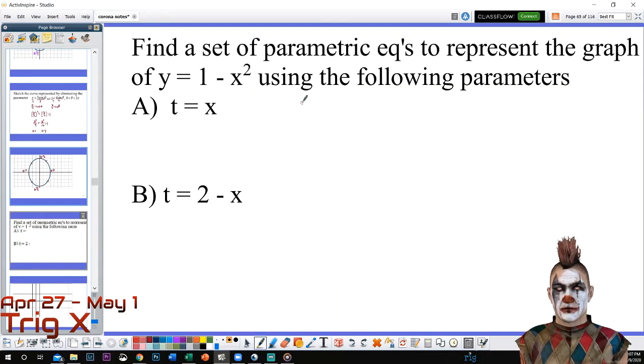There we are. We're going to find a set of parametric equations to represent the graph of y equals 1 minus x squared using parameters. Are you ready? Yes? Great, I knew you were.